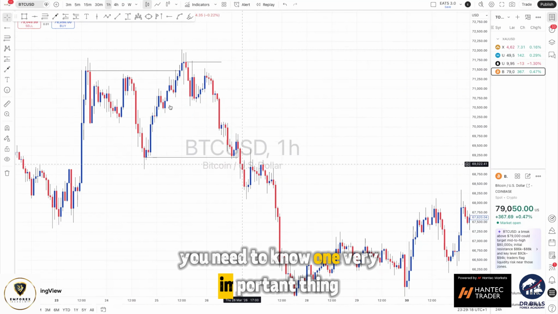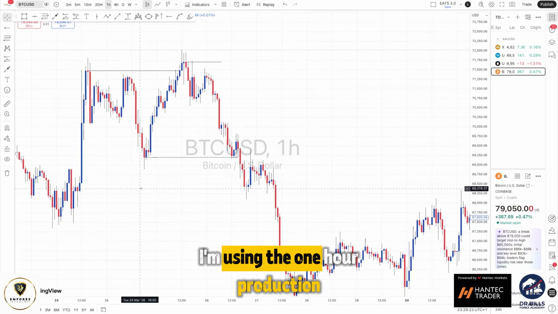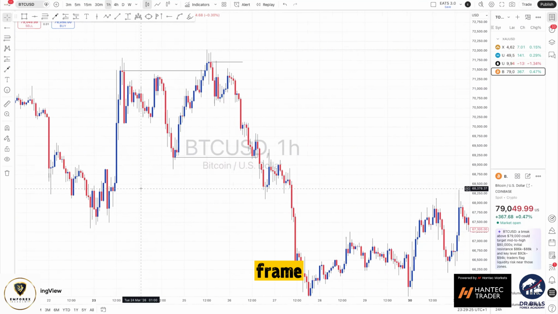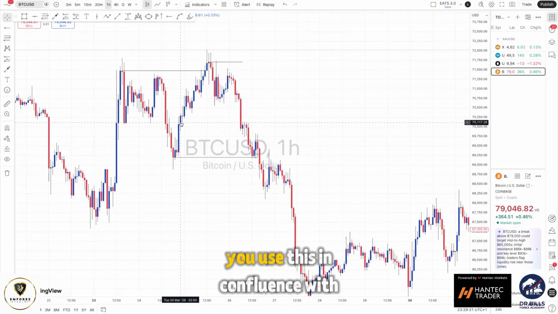Now, mind you, very, very important. You need to know one very important thing. You don't just pick random levels. Okay. I'm using the 1 hour price action. If you notice, I'm more on the daily time frame. You don't just pick random levels and then expect those levels to hold.